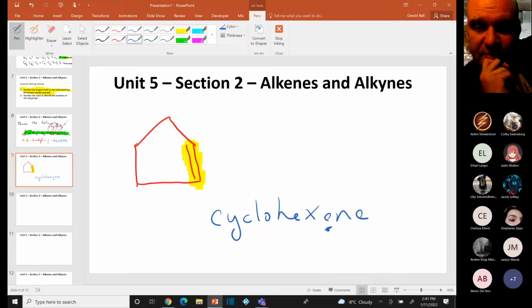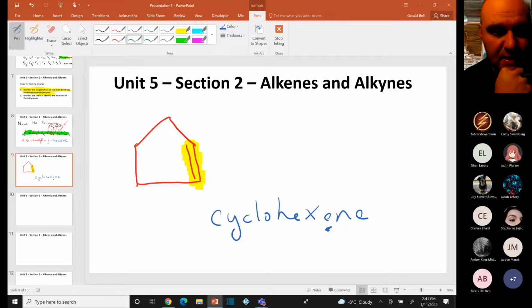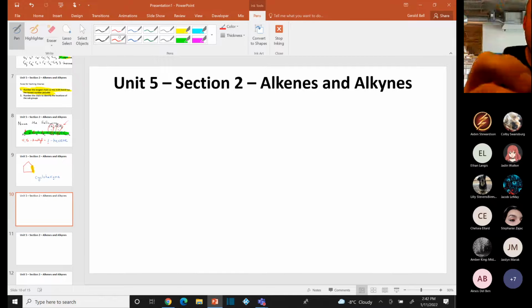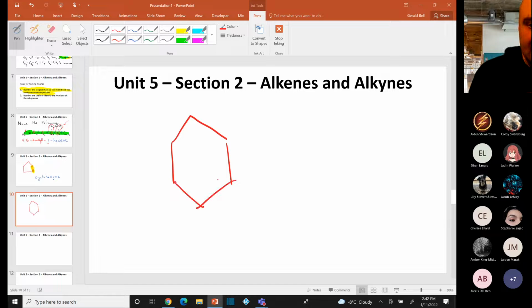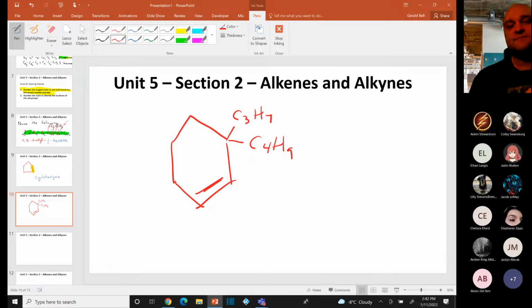The only way this could be a little more complicated is if we added some stuff onto it. So let's do one more example with a ring and a double bond. Like that. Let's put our double bond right there, and then let's put a couple of groups here. Let's have a C3H7, that's a prop group, and I don't know, C4H9. So we're going to have kind of a long name here.